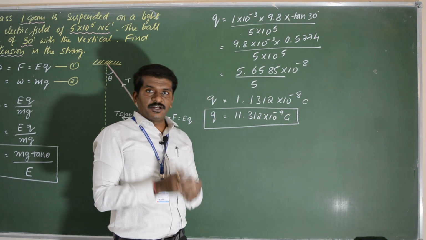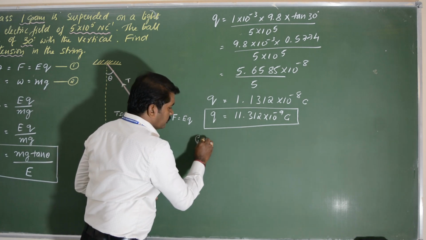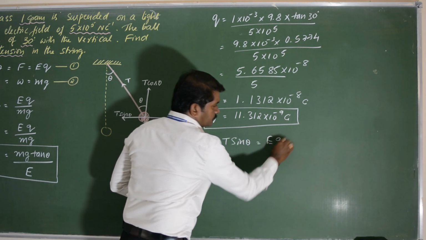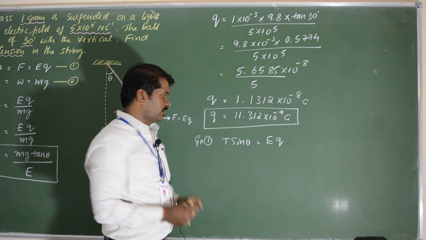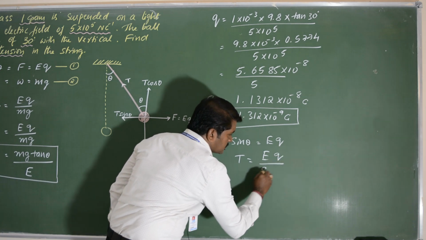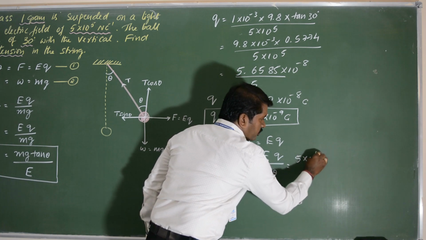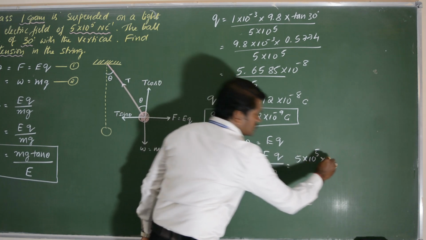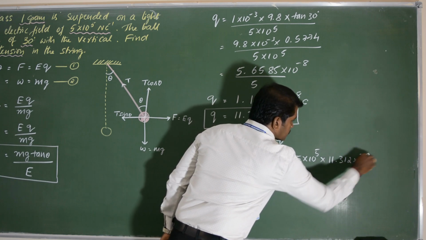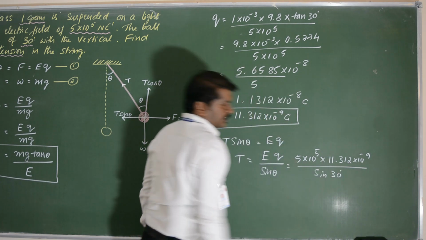Now we have to find out the value of tension in the string. So we know that from equation 1, T sin theta is equal to EQ. This is the first equation. To find the value of T, T is equal to EQ divided by sin theta. So we know the value of E, that is 5 into 10 power 5, into Q, that is 11.312 into 10 to the power of minus 9, divided by sin 30.